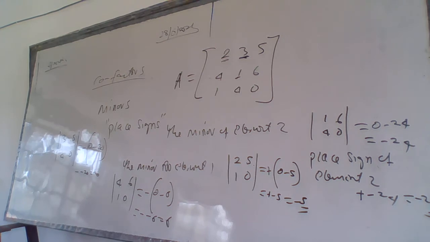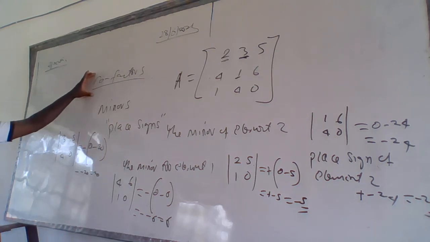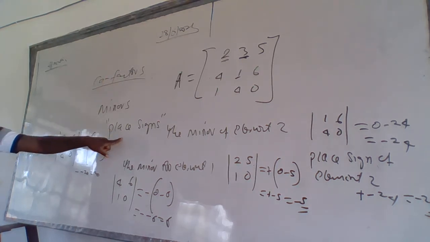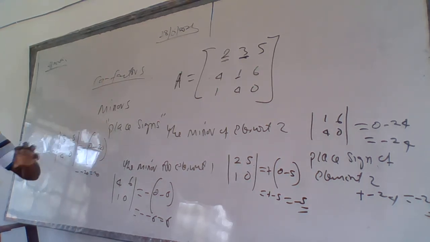So what we are saying is, to get the cofactors, the place sign is very important. We start with the place sign, the minor of the element in the determinant together with their place sign. Any question?